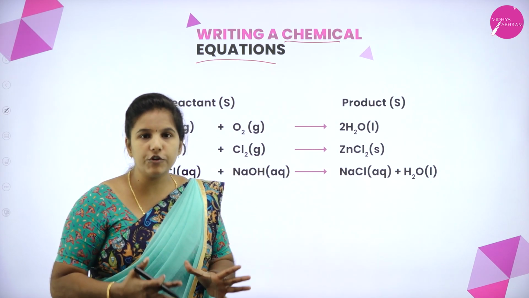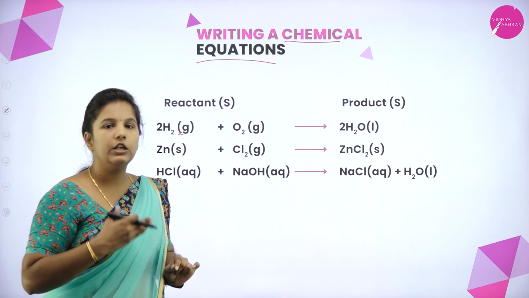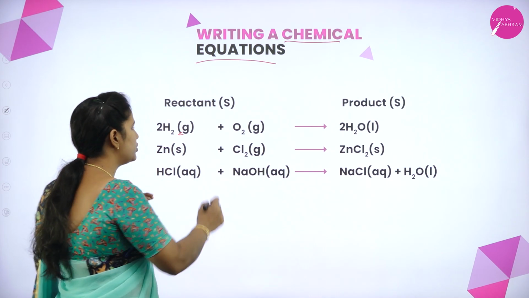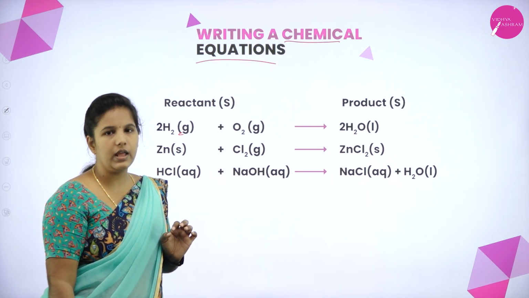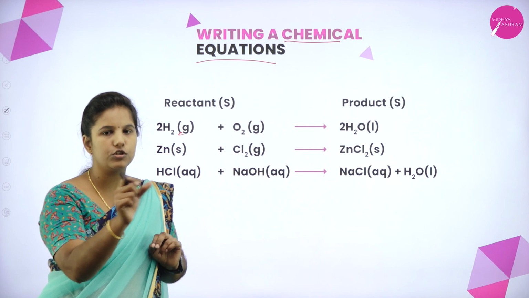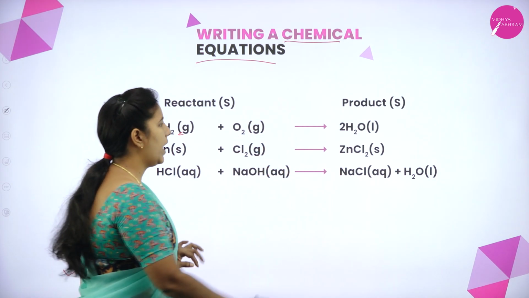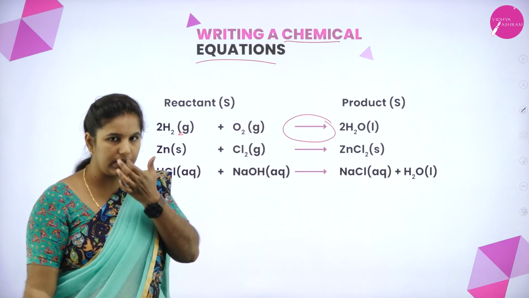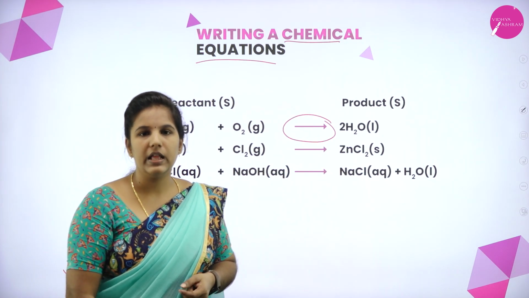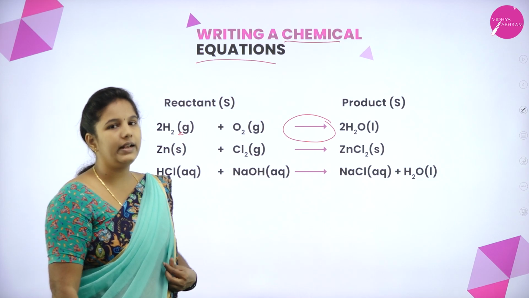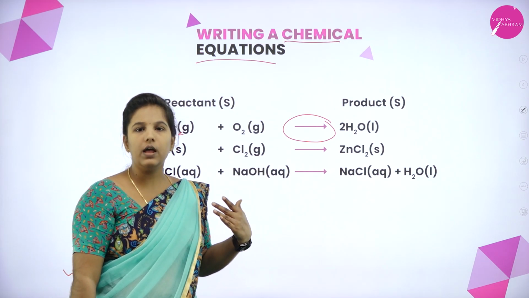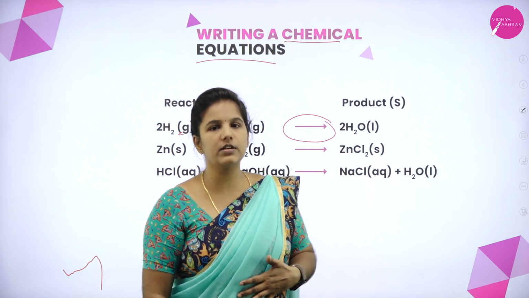And if two or more reactants are involved during the reaction, you have to show the plus. Okay, in between two reactants, you have to show the plus sign, and if it is forming a product, you have to show the arrow mark. That is very necessary. You have to show the arrow mark for indicating the formation of the product. So what have you understood here?